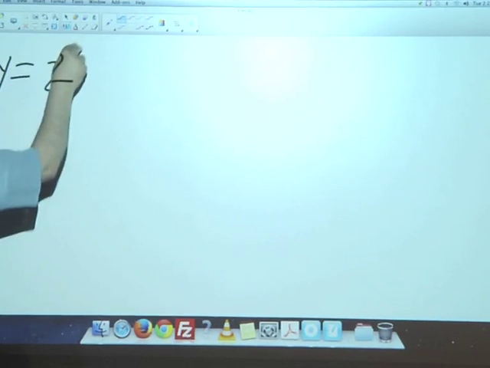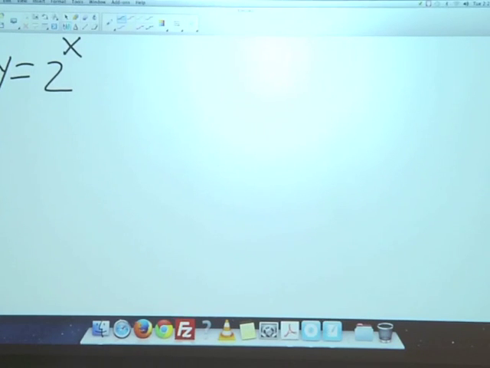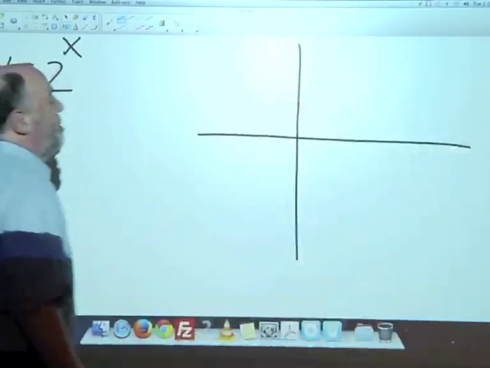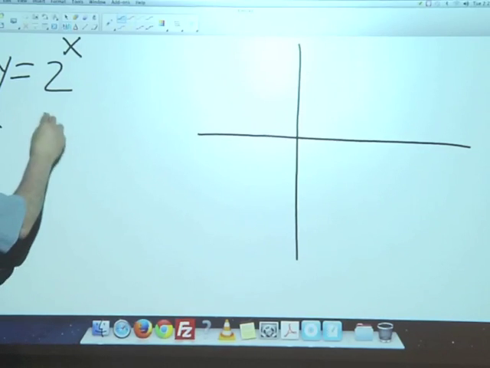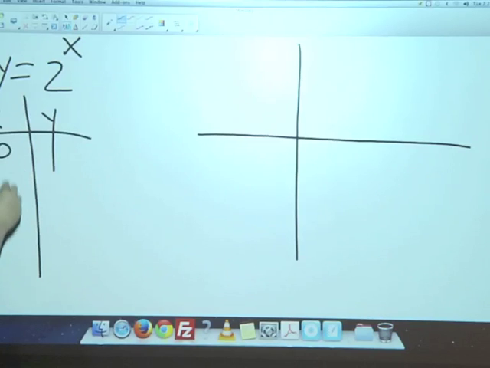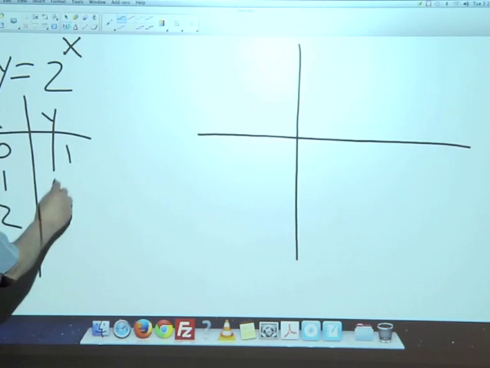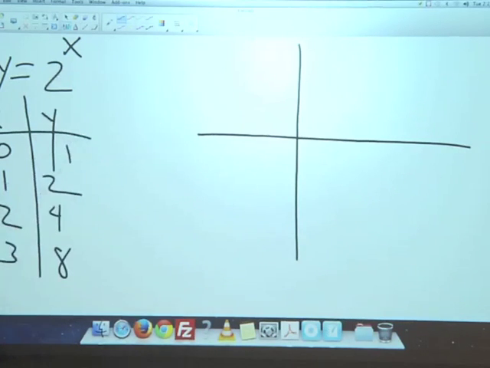So, for example, let's look at an example function, y equals 2 to the x. I want to know what that looks like in terms of a graph. So let's graph it. Let's pick some numbers for x: 0, 1, 2, 3. What is 2 to the 0 power? 1. What is 2 to the first power? 2. What is 2 squared? 4. And then 2 to the third will be 8.